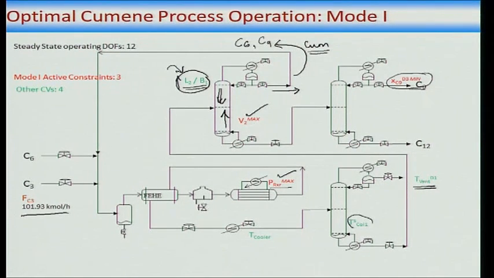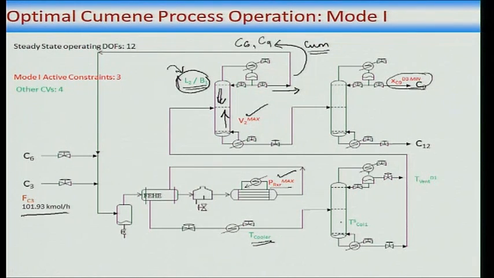What about this chap? Well, you need to hold a tray temperature here constant, you need to make sure that no C3 leaks out here, because any C3 that leaks out here will essentially accumulate in the benzene recycle loop. So you do not really want too much C3 leaking out, because then it is going to accumulate in the C9 loop.